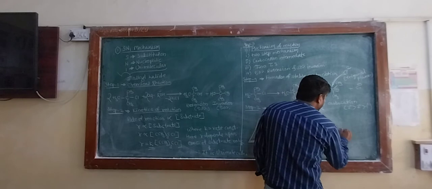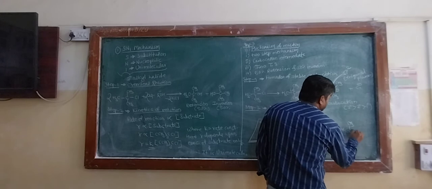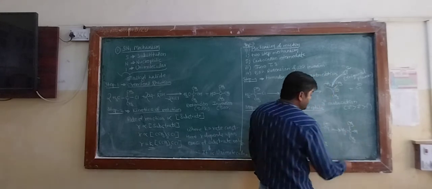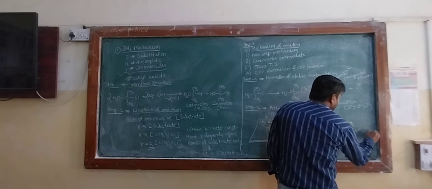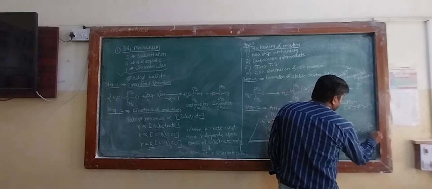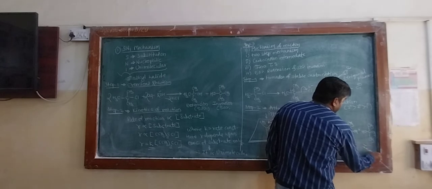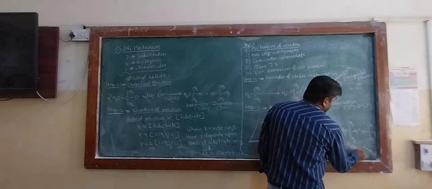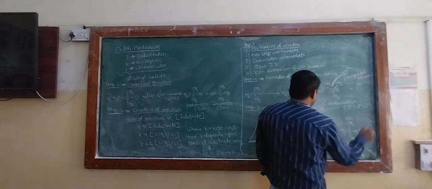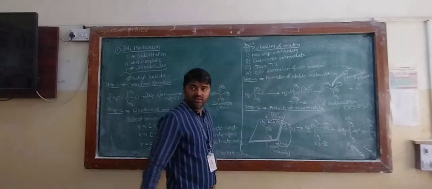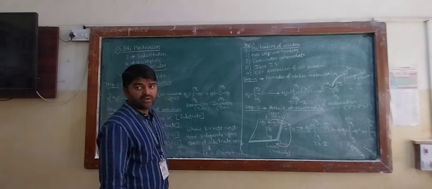So here you have a product with CH3, CH3 and OH with retention of configuration. The second product is OH, CH3 and CH3, where you have inversion of configuration. So 50% retention and 50% inversion of configuration. This is step number 2. Step 1 is the formation of carbocation. The second step is the attack of the nucleophile.